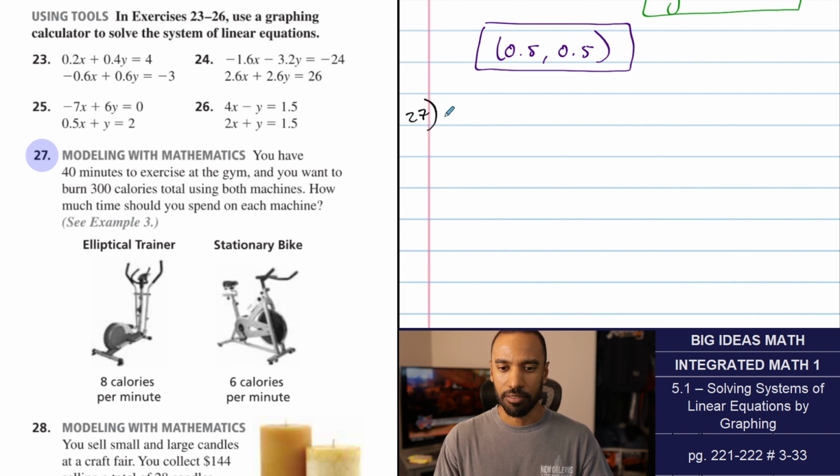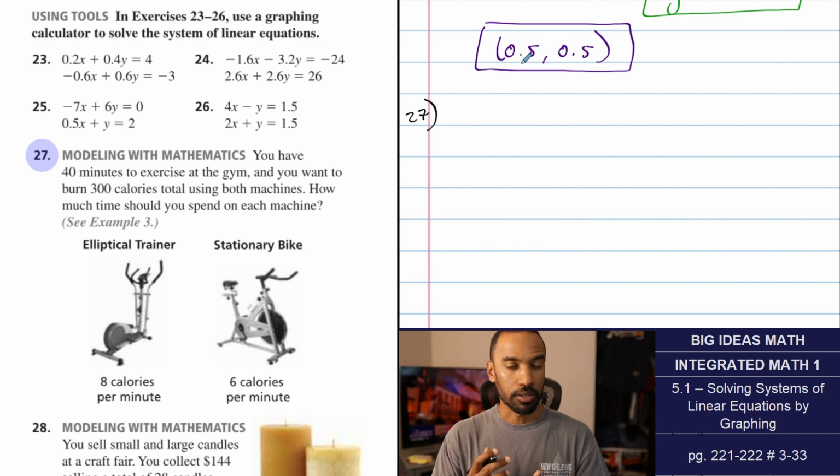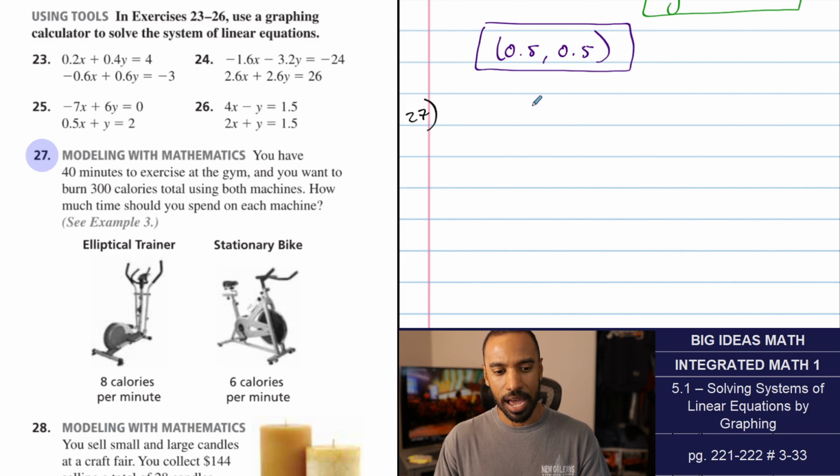So on number 27, I'm going to define variables. I'm going to choose this x and y stuff just so I can get these things solved by graphing. If they seem out of window range, I'm going to use the graphing calculator to continue making the graphs. Okay. So with the first equation, let's see, elliptical trainer has 8 calories per minute, stationary bike has 6 calories per minute. Let's have x and y. It says how much time should you spend on each machine. This is where you want to start defining variables.